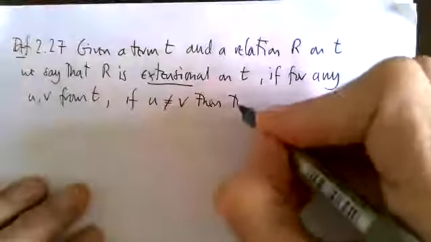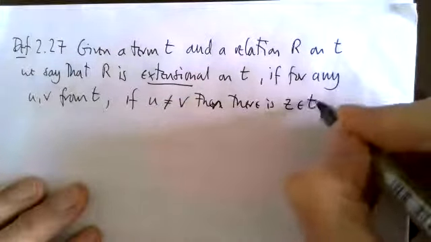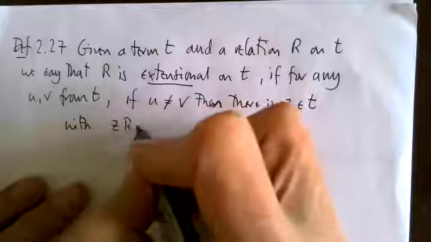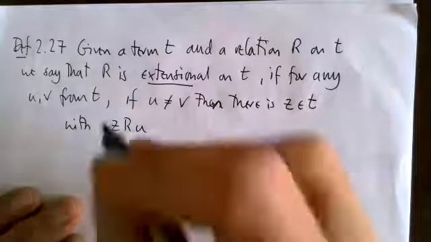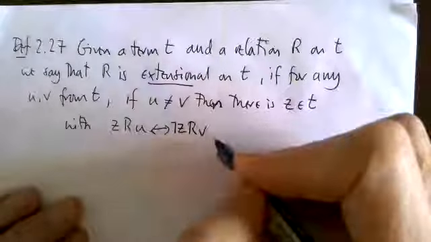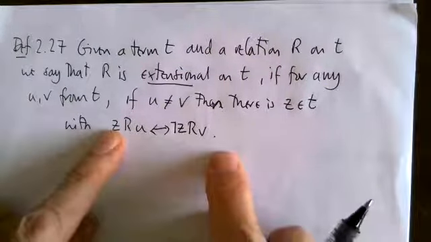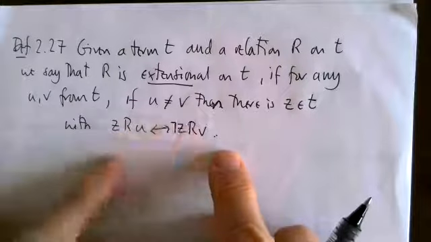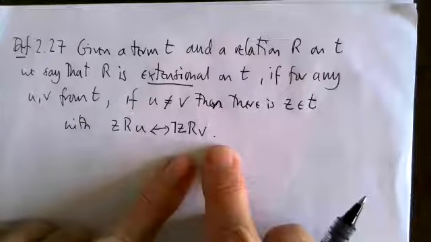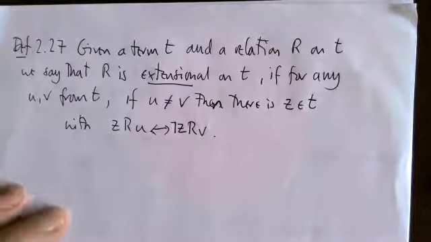Then there is some Z in T here. Now I'll say Z is related to U if and only if it's not related to V. So this actually leaves it a little bit agnostic as to whether Z is R below U or whether it's R below V. But whatever it is, for the other side, the opposite holds. So if Z is R below U, it's not below V. But if it is below V, it's not below U.